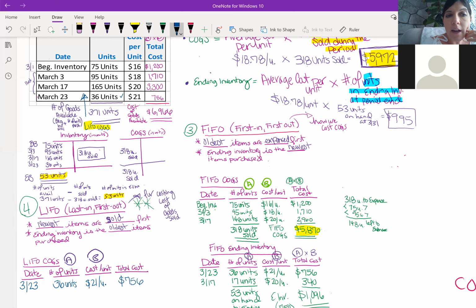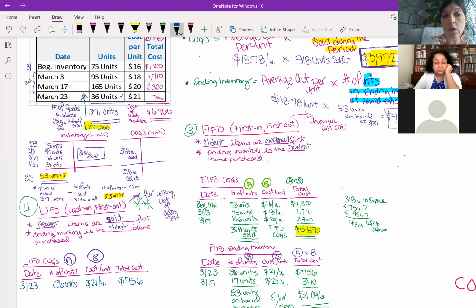For the next layer up, because we go exactly layer by layer, March 17th, we purchased 165 units. Did we sell at least 165 more units? Yes, because we sold a total of 318. So we are certainly under that. So 165 units at $20 per unit. So that entire layer, that $3,300 is going to be expensed under LIFO.